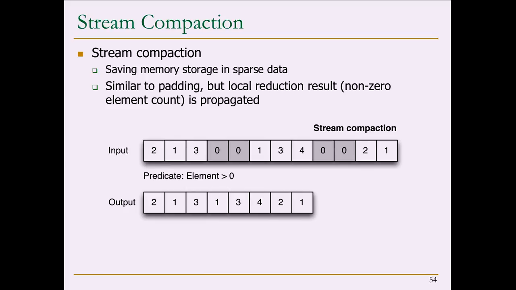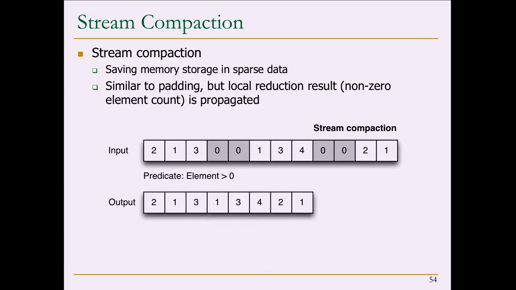we are doing it the other way around, because in a string compaction, what we want to do is filtering. We want to remove some elements. For example, in the slide, what you see is that we are going to remove those elements that are equal to 0. So the computation is very similar to matrix padding, but there is actually a little bit more computation.